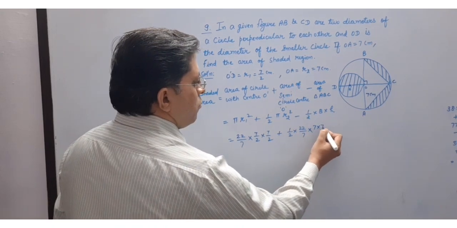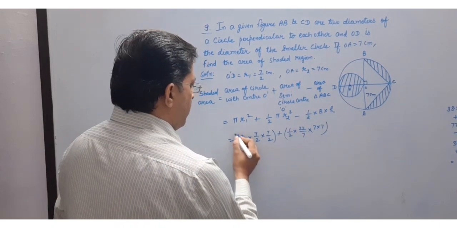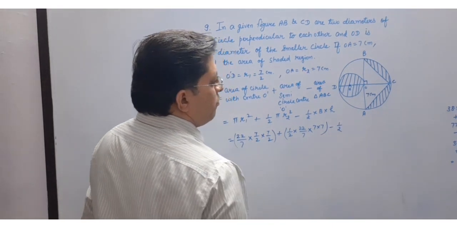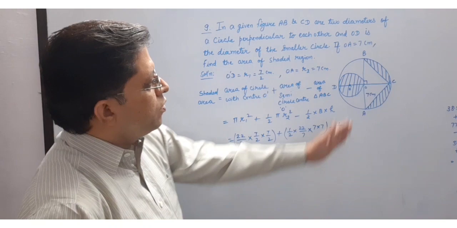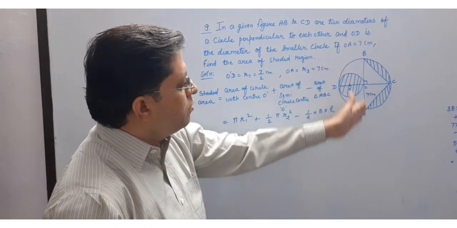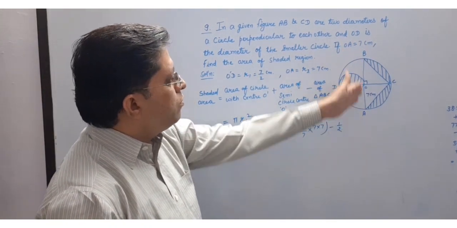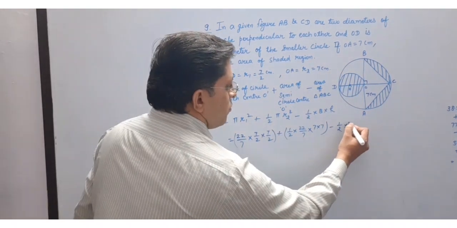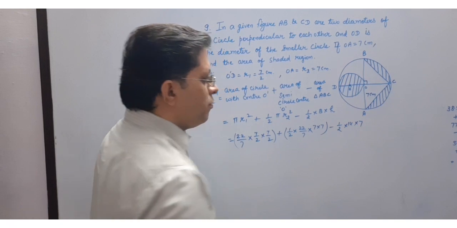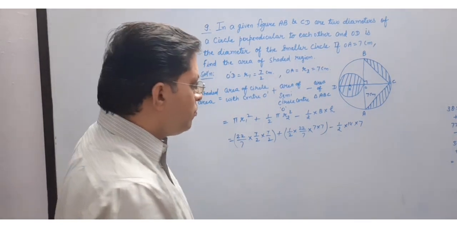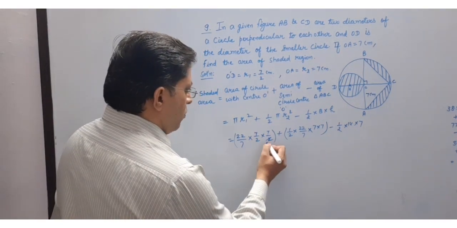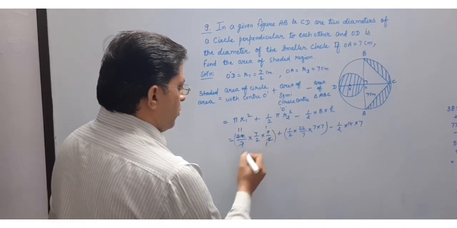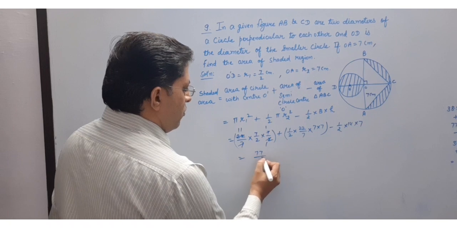7 into 7 minus half base into height. What is the base? This AB is given to you, no? OA is 7. 7 plus 7 is 14 into 7. Okay. 2 in the 2, 11. 11 to 7, 30. 77 upon 2.